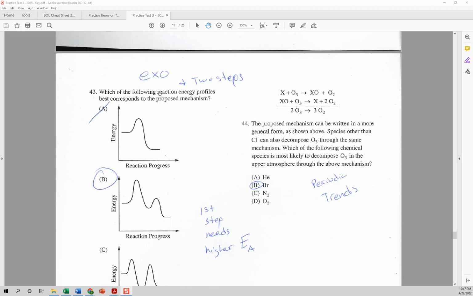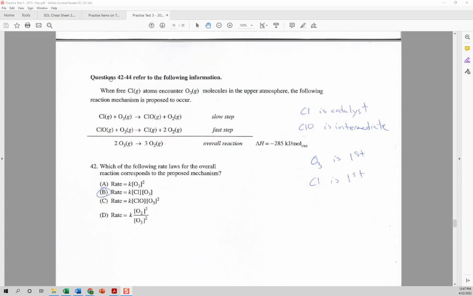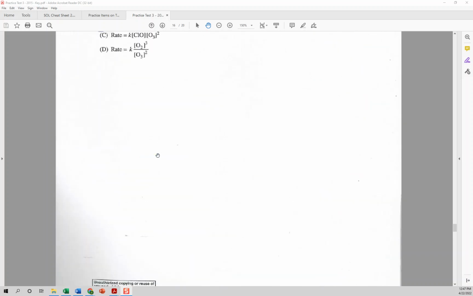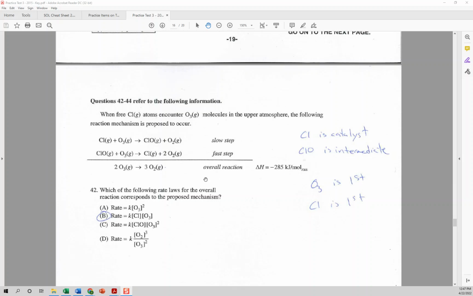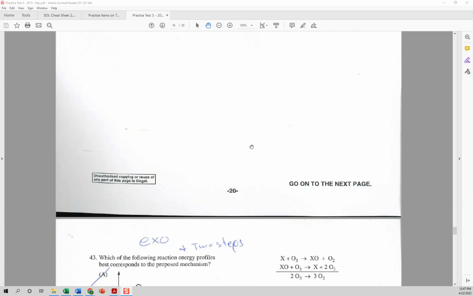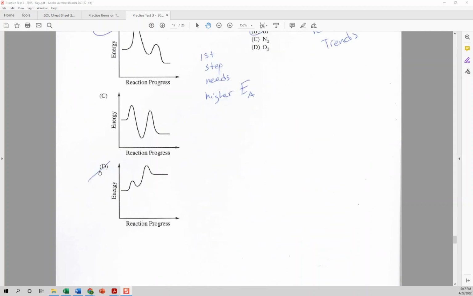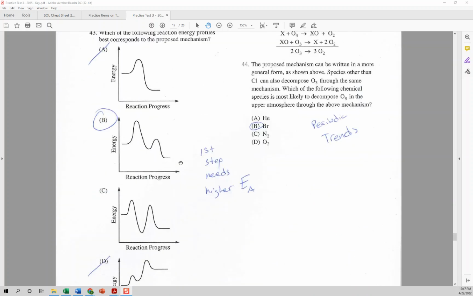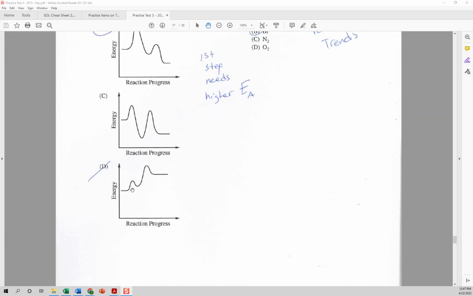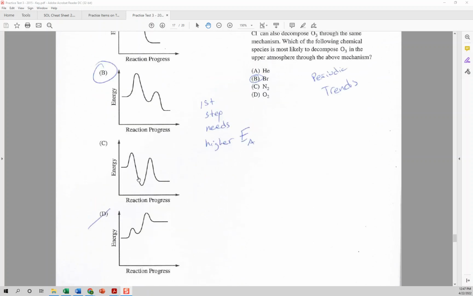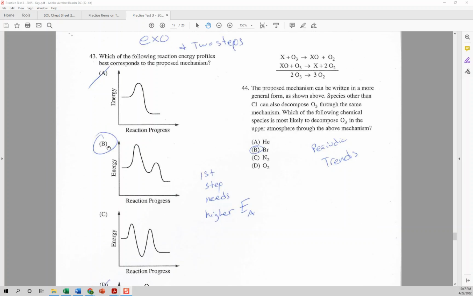All right, questions 42 through 44 refer to this mechanism. If we go back here, we know it's exothermic, and we know the slow step is the first step, so the slowest step has to be the rate determining step. First off, we can cancel out D because that shows an endothermic process, okay? C would work in terms of exothermic, B would work in terms of exothermic, and A would also work. But we need two humps because we had two steps, so we know it's not A.